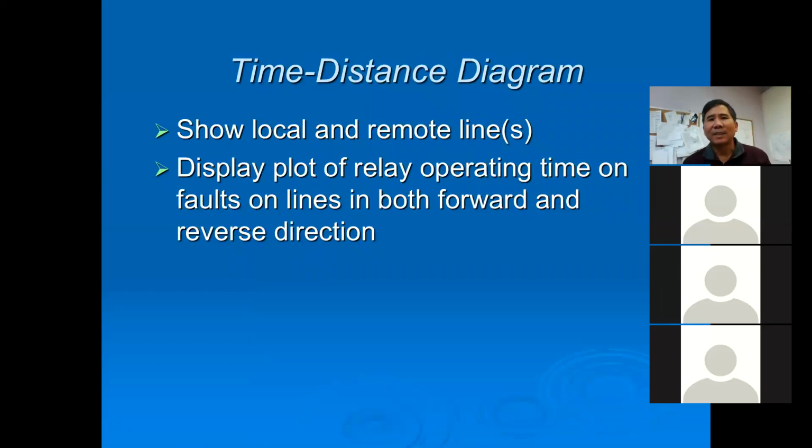Another important feature that we have added brand new in this program is a new tool for line protection relay coordination, the so-called time distance diagram. The time distance diagram is designed as a separate window similar to the overcurrent or distance relay, and it shows the local and remote lines. There can be as many lines as you want, and it shows the plot of relay operating time on those lines in both forward and reverse directions.